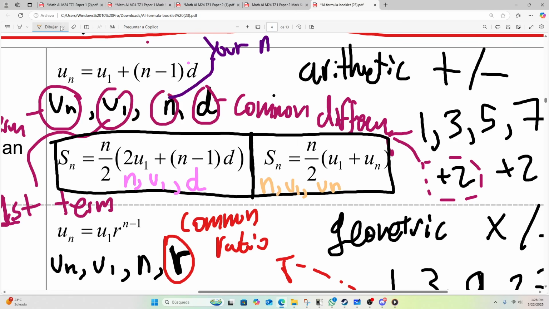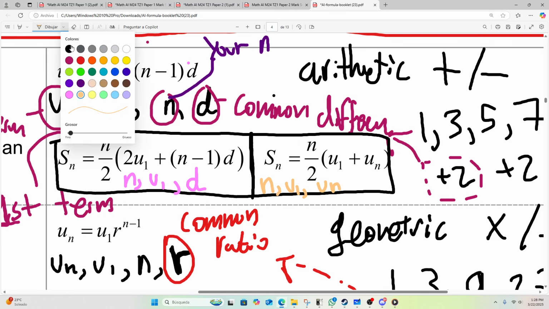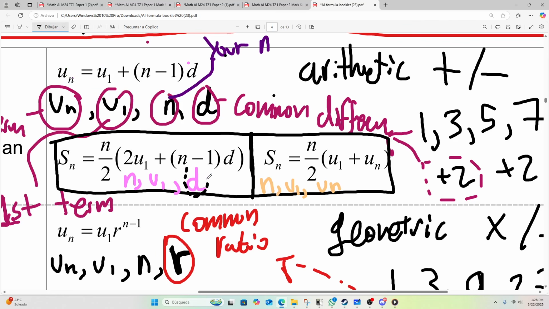So what's the main difference? Well, one of them uses d, while the other one uses un. And so depending on the context, you're going to have one or the other, and so, of course, you use one or the other.